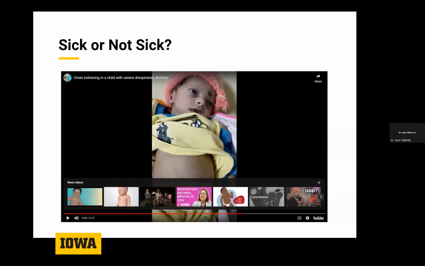The hard part is in that gray area where they don't necessarily look like a kid that you'd expect to just go home playing, but they're also sort of in the middle. And that's where experience, time, and frequent assessment, also talking with your team members, will help you decide where you think that child is in their illness course, and what you think the next steps need to be.